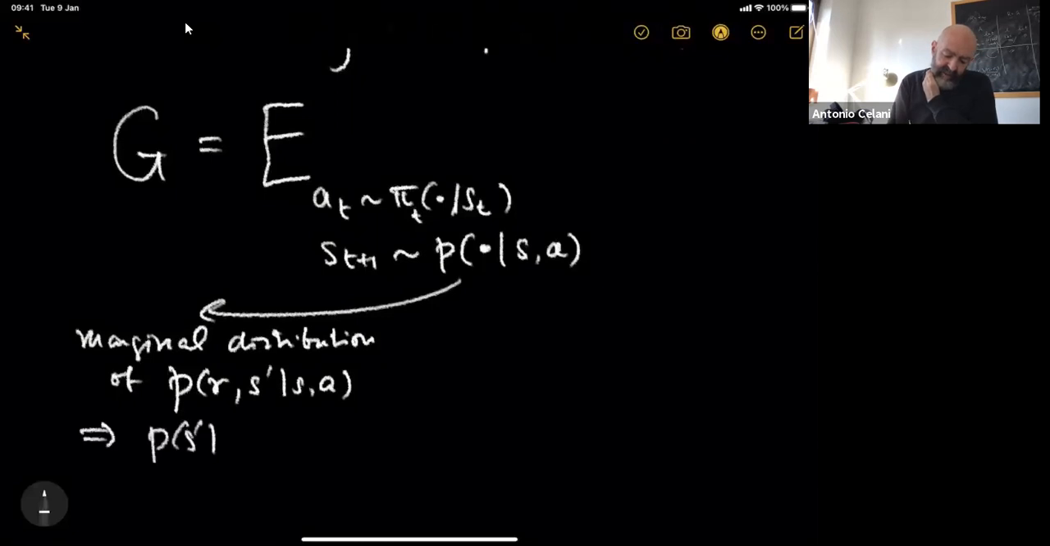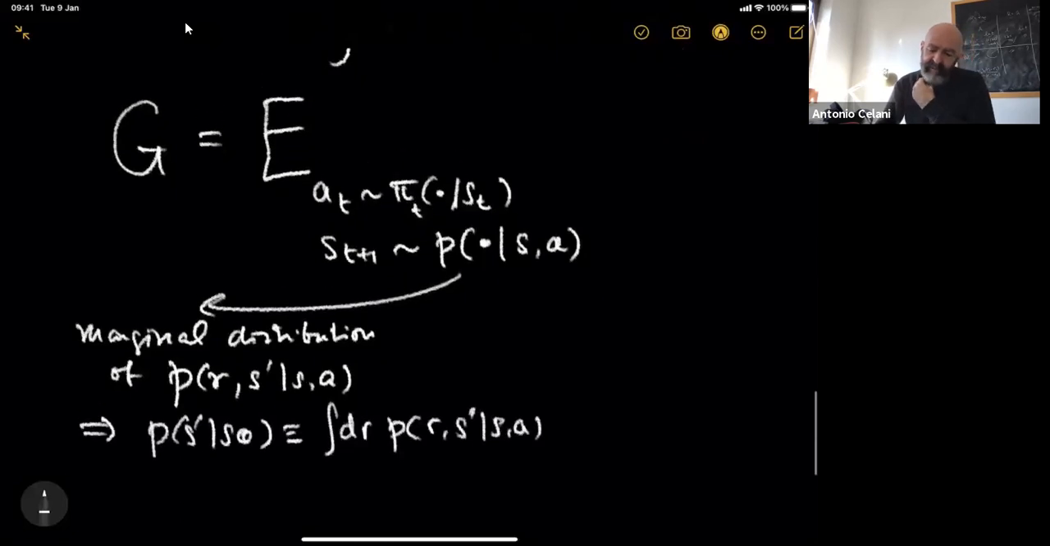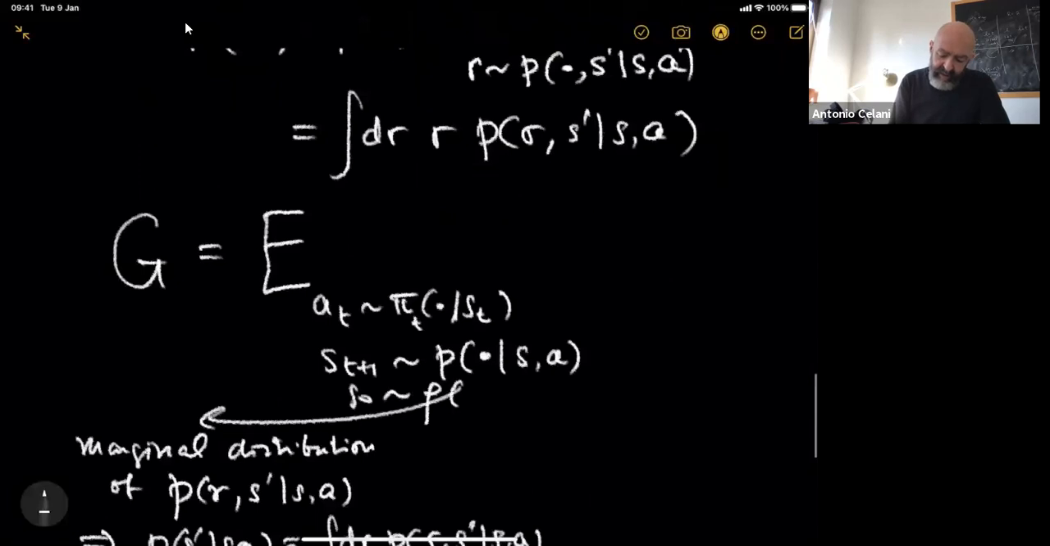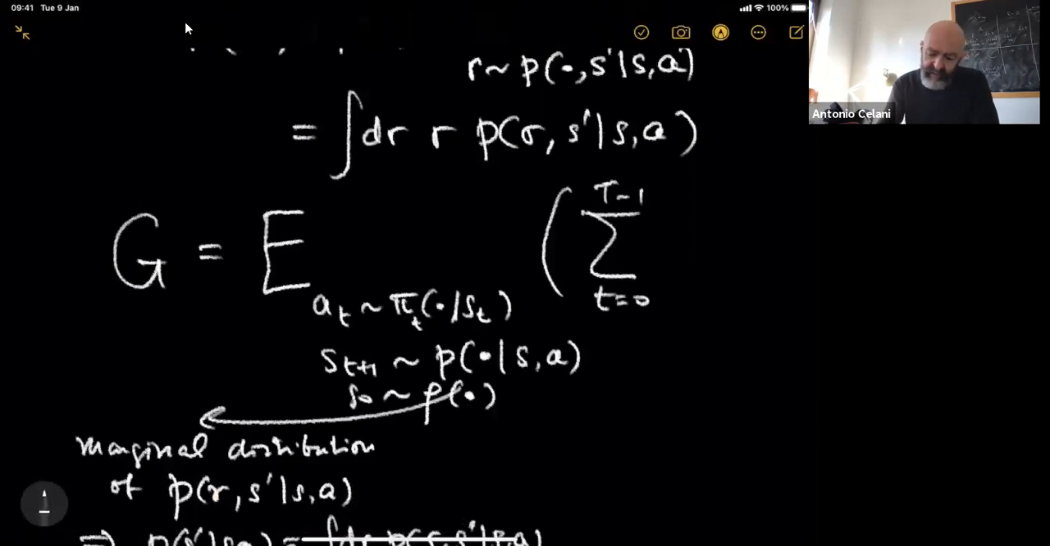What I mean by this is, in fact, P(S', S, A) is defined as the integral over R of P(R, S', S, A). I'm still using the same symbol to say that. Forget about the outcomes of R, because what we will be caring about here is just S', still depending only on the row. And here we can replace that sum as the sum from t going from 0 to capital T minus 1 of now these average rewards, which depend on S_t, A_t, S_{t+1}.